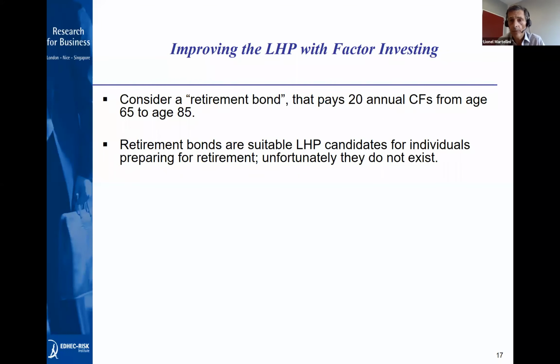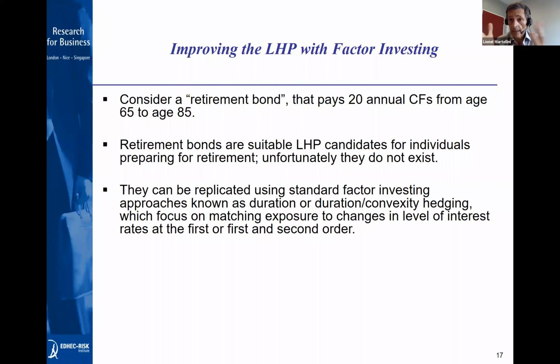And the key question is, can we replicate them? That's the whole focus of a liability hedging portfolio or a goal hedging portfolio. Can we replicate them efficiently using available bonds? The answer is yes, and precisely the techniques that allow us to replicate those replacement income cash flows that we need are techniques known as duration or duration convexity hedging. When you look carefully at duration and duration convexity, this is what they say: you should match the first order for duration, and first and second order for duration convexity.